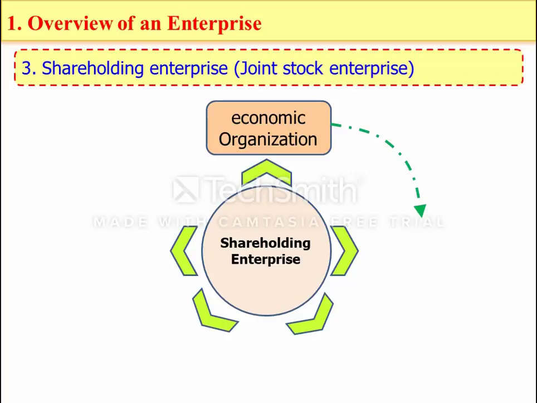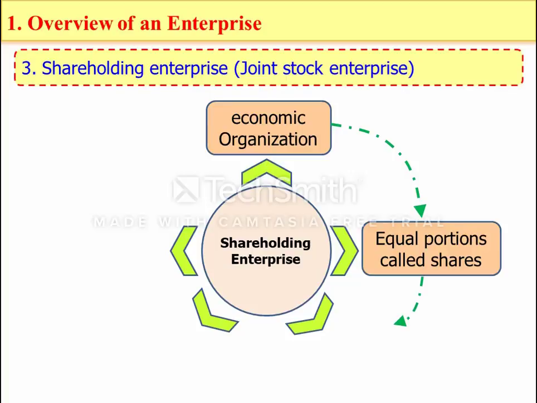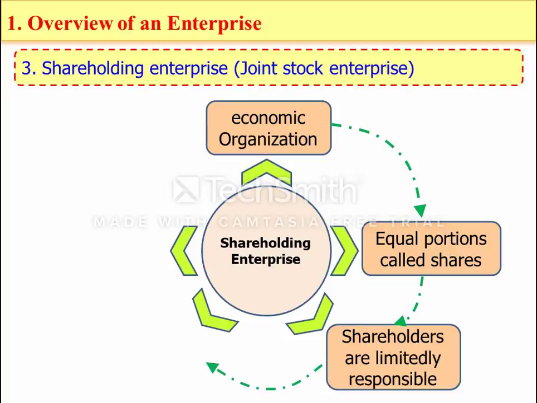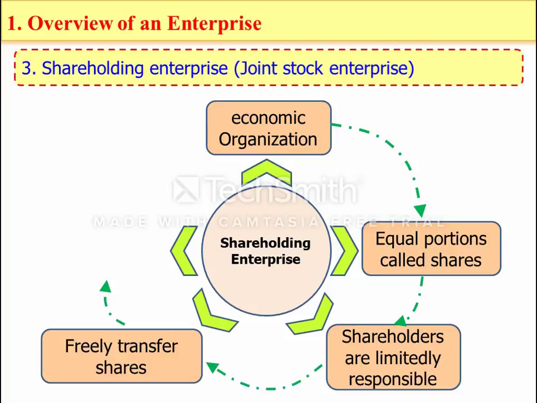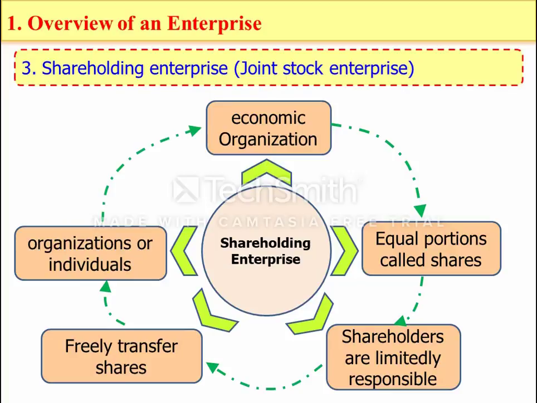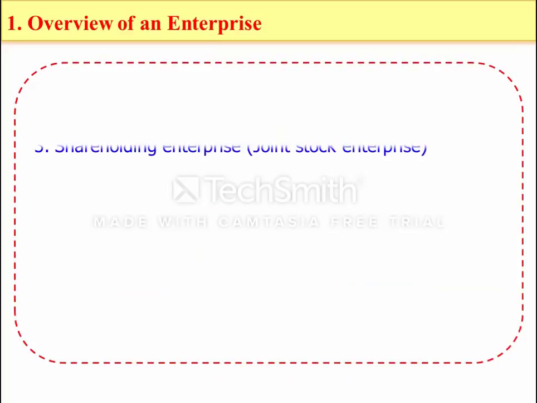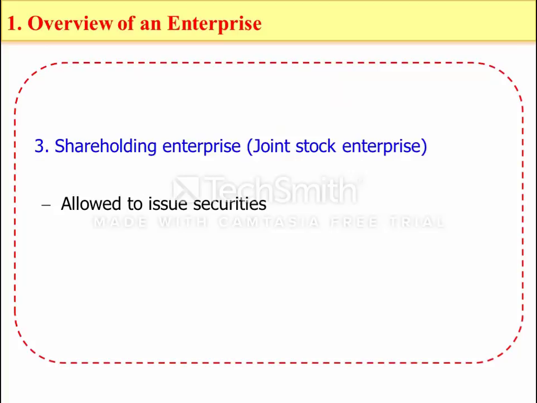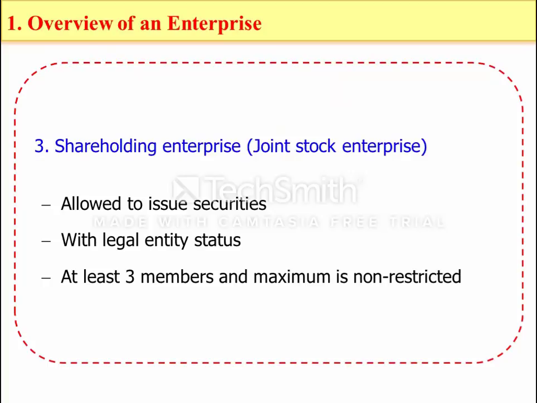Third, shareholding enterprise, also called joint stock enterprise. A shareholding enterprise is an economic organization which has equal portions called shares, and the shareholders are limitedly responsible and can freely transfer shares to other organizations or individuals. A shareholding enterprise is allowed to issue security with legal entity status and must have at least 3 members, and the maximum is unrestricted.